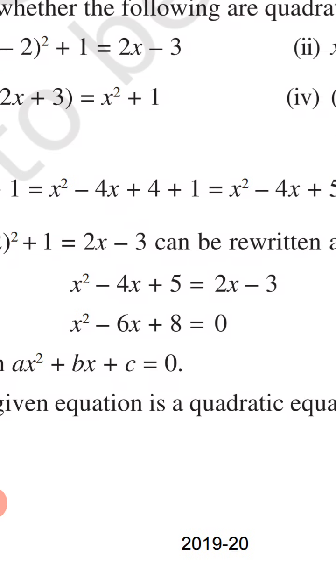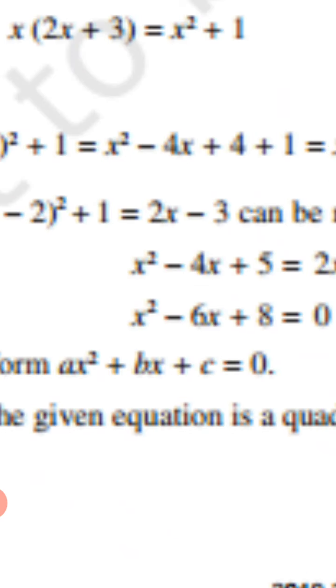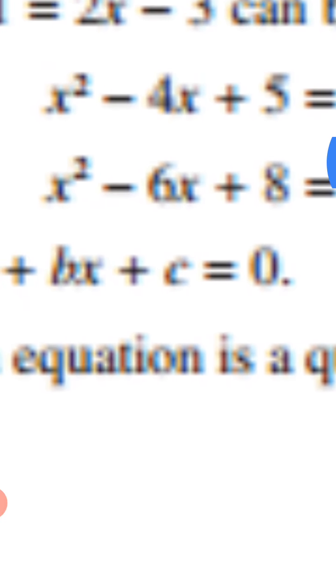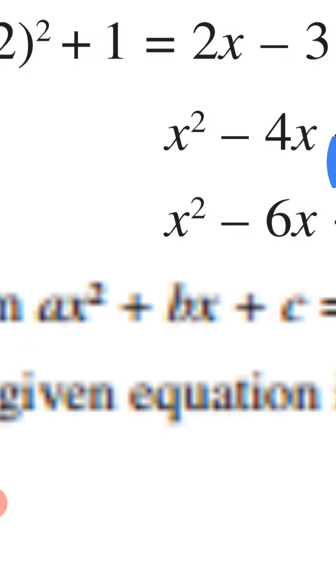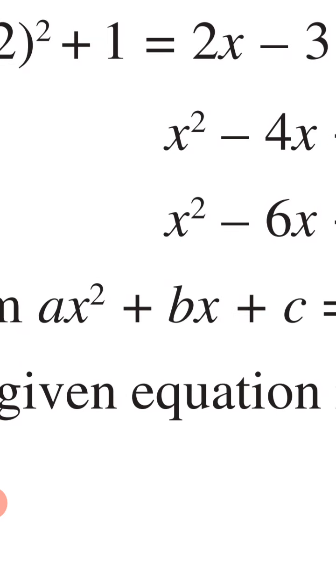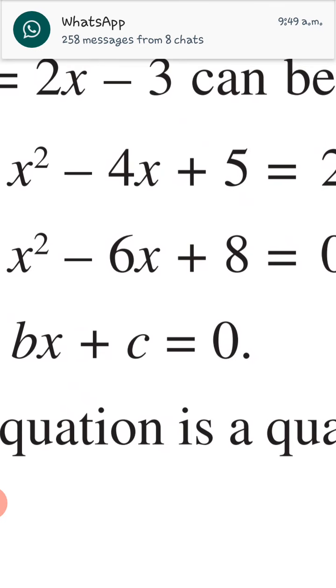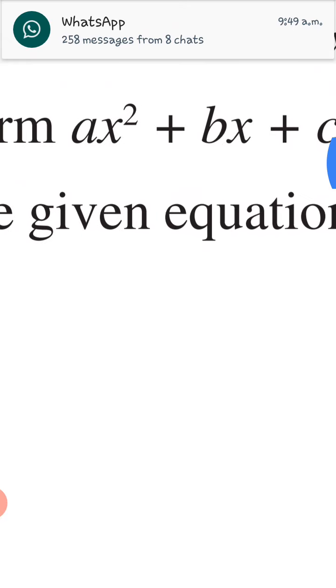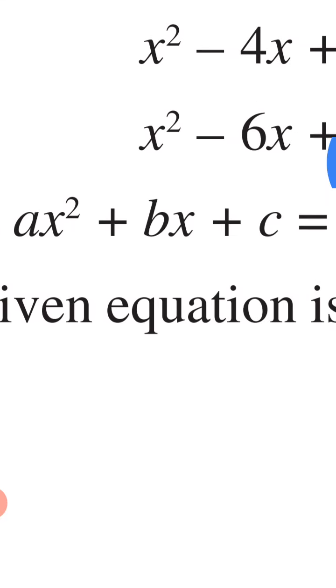which is a quadratic equation as it is in the form of ax square plus bx plus c is equal to 0. Now you see here, x square minus 6x plus 8 is equal to 0. Here the value of a is 1 because the coefficient of x square is 1. The value of b is minus 6 and the value of c is 8. This is how to find the values of a, b and c in a given equation.